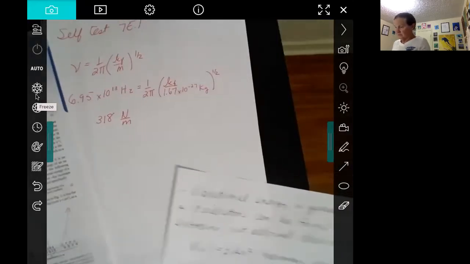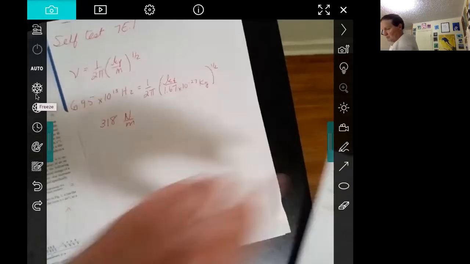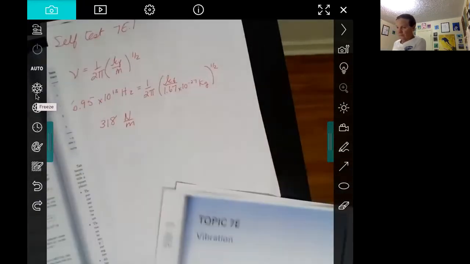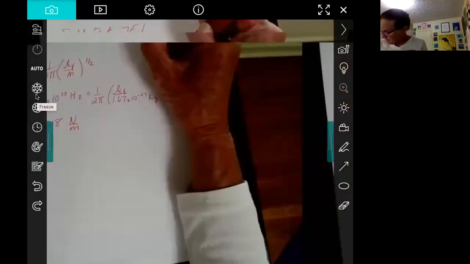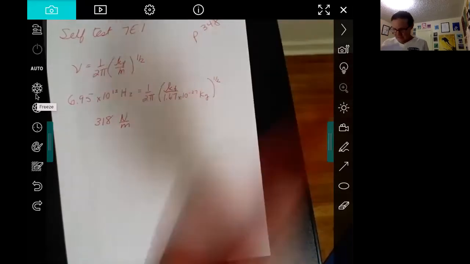So I guess we'll look at this self-test. Self-test just asks you to determine a force constant. So this is self-test on page 348. And it says the vibrational frequency of an HI bond is 69.55 terahertz. Estimate the force constant for the bond on the basis that only the hydrogen atom moves.